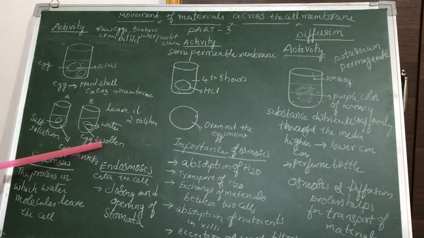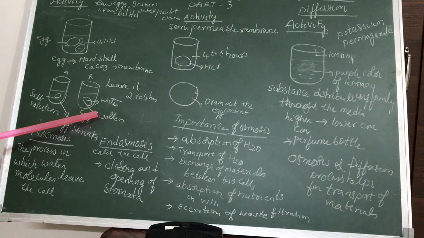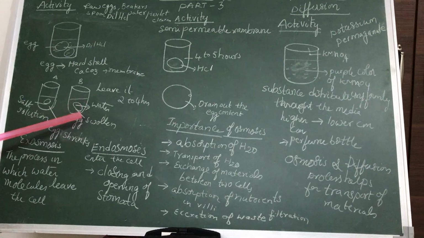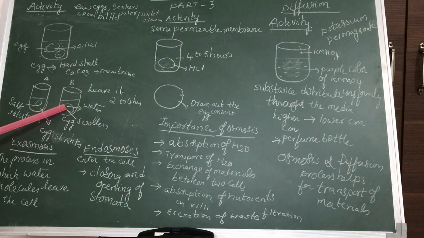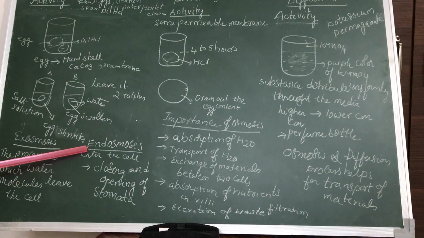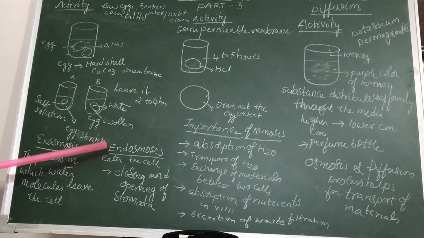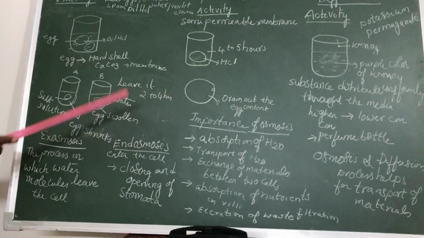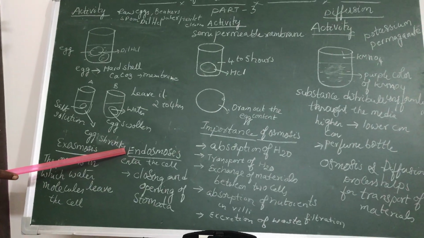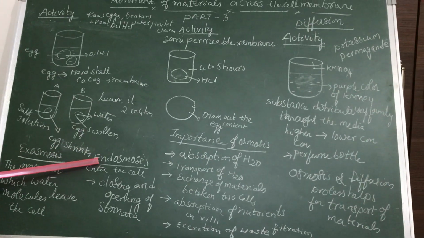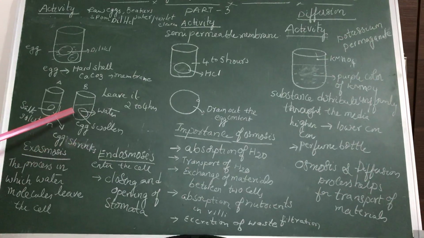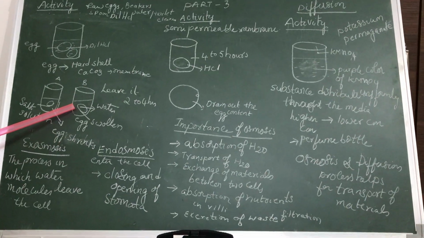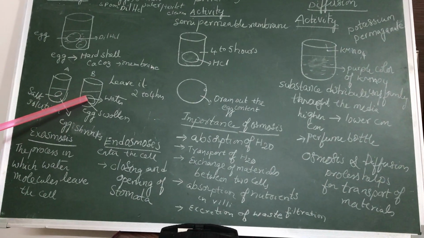Now let us discuss this beaker. The egg has become swollen. Why has the size of the egg increased? Because here another process has taken place, called endoosmosis. What do we call it? Endoosmosis. The process in which water molecules enter the cell is called endoosmosis. So due to endoosmosis, the size of the egg has increased.